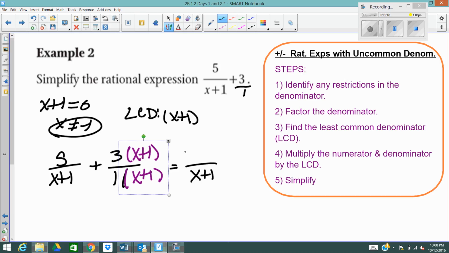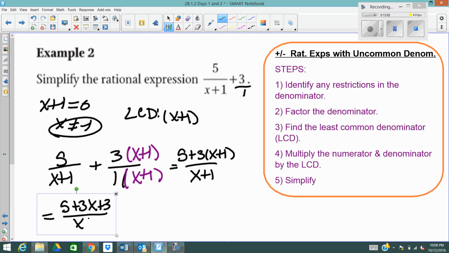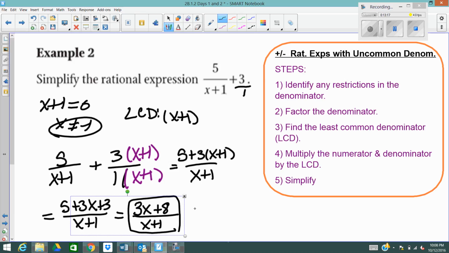My numerator is 5 plus 3 times the quantity x plus 1. So we get 5 plus 3x plus 3 over x plus 1. Simplify my numerator, I get 3x plus 8 over x plus 1. And nothing factors here, so we're done.